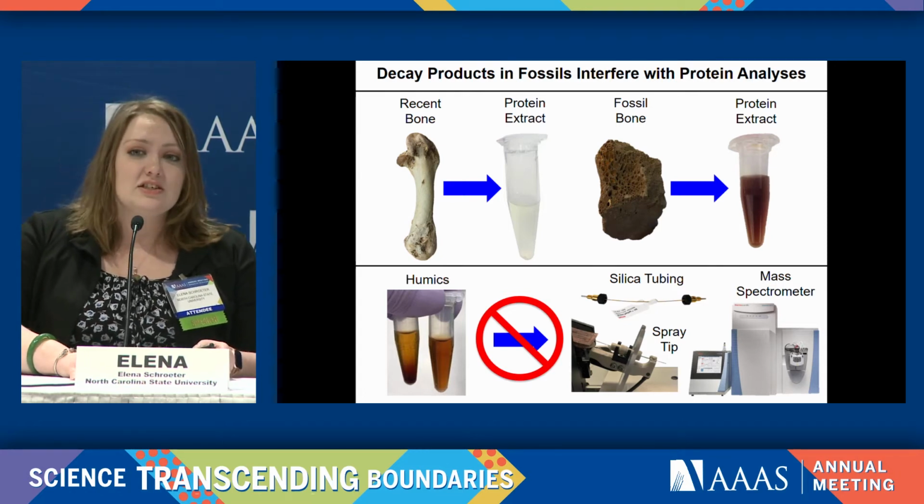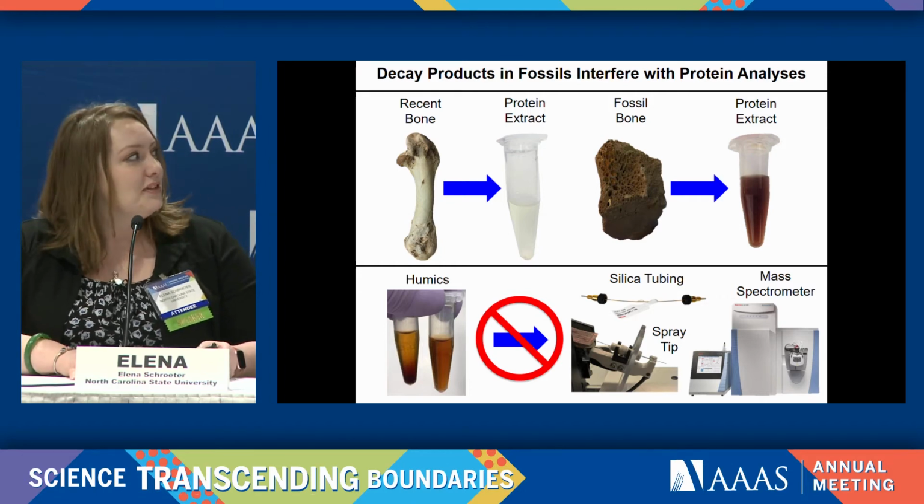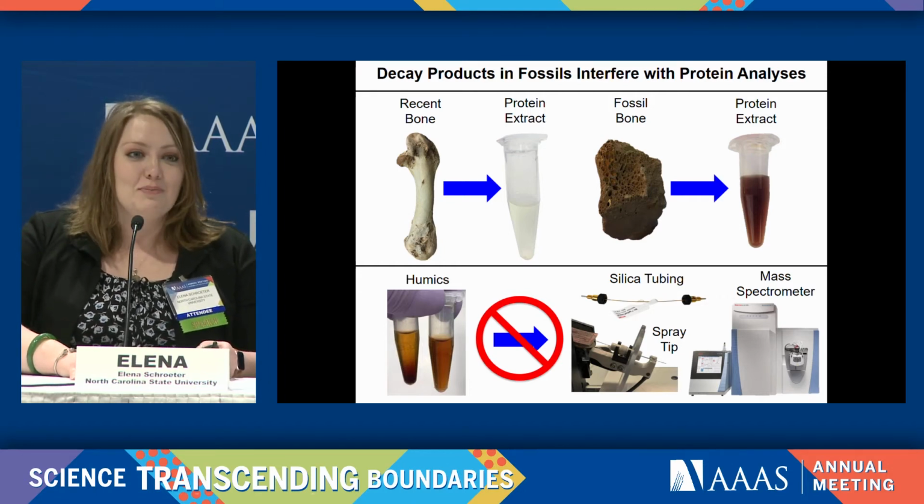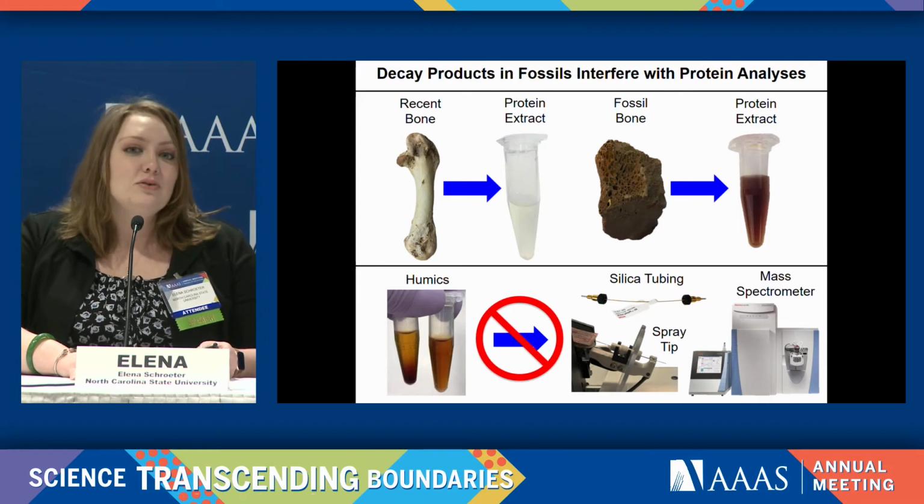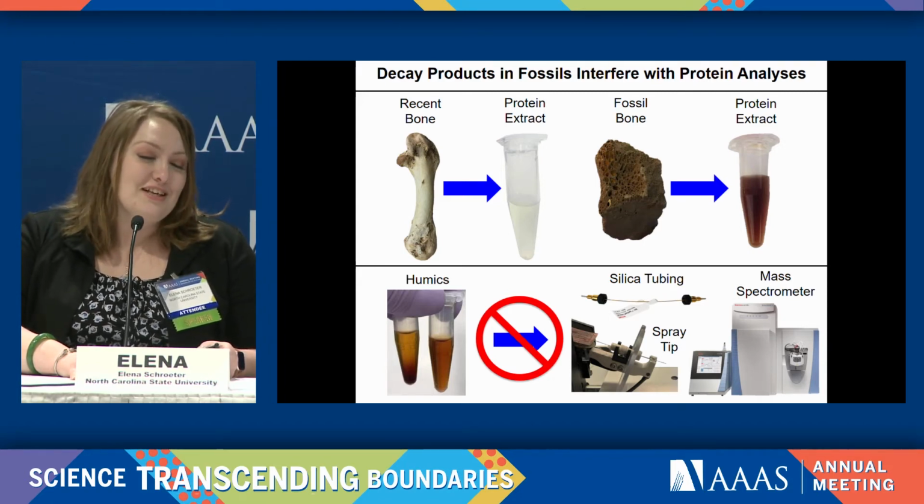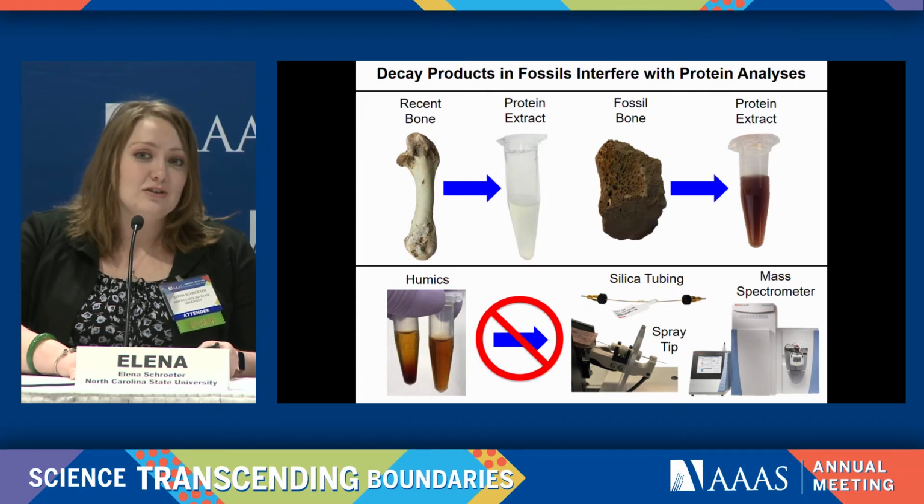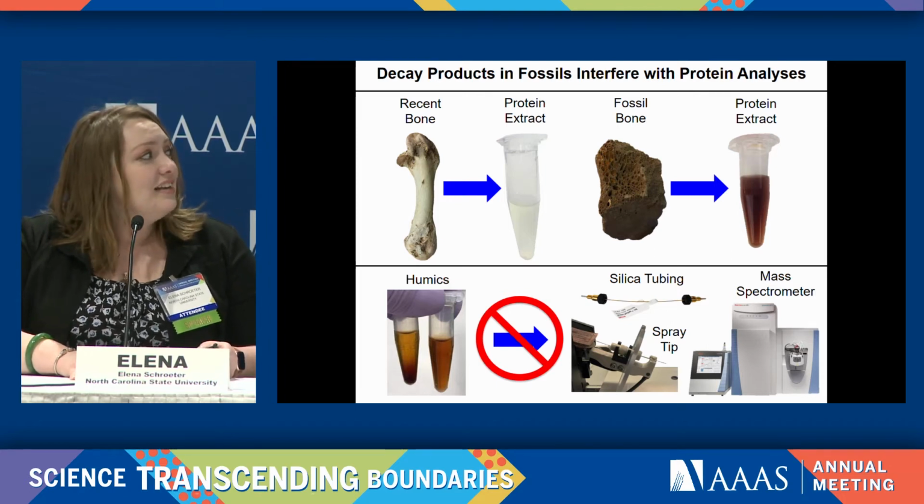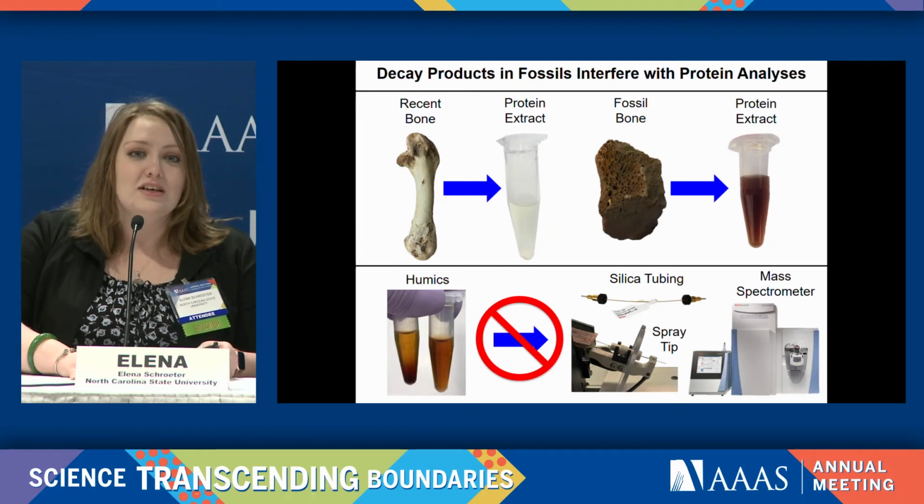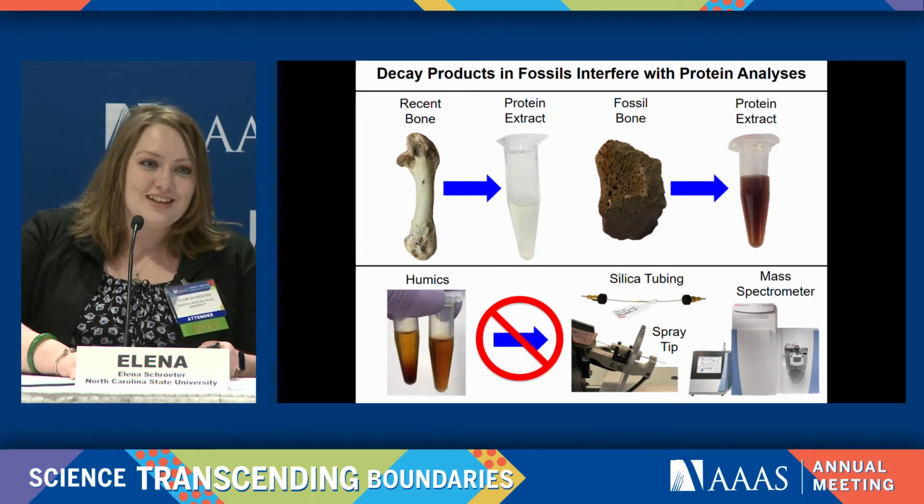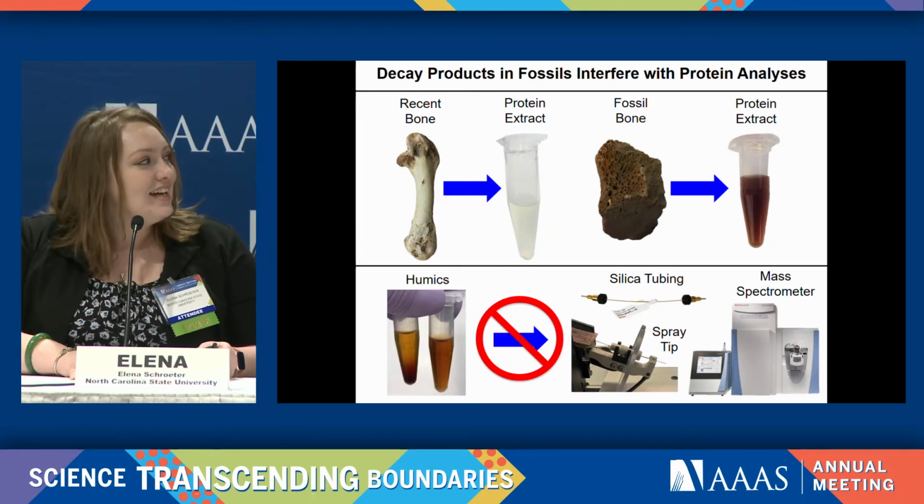One of the challenges with this, though, is that when you do protein extractions of modern bones, it's pretty simple. You do your extraction with a reagent, and you get proteins in solution. When you do this with some fossils, kind of this junk comes out that's basically the byproduct of decay called humic substances. And as you can see, the extracts that come out of those fossil bones can often be dark as coffee. And the color alone is not just a problem.